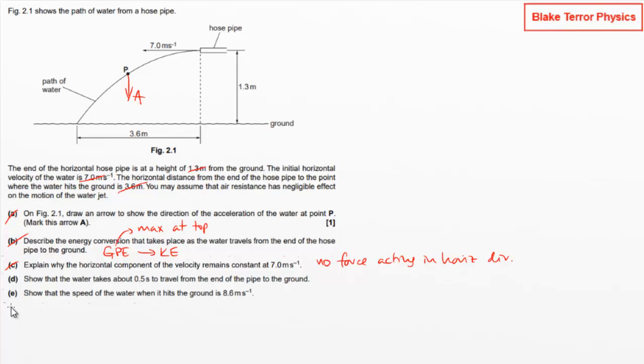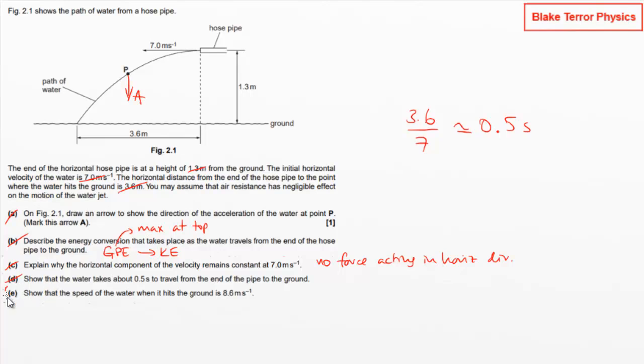Show that the water takes around half a second to travel from the end of the pipe to the ground. I think there's a tendency for people to jump on this and think of the vertical motion, but you don't need to, because they've given us the horizontal component, which isn't going to change. So we're doing 3.6 divided by 7, so that's around about a half, give or take. So that's what they were after. We can just look in the horizontal direction.